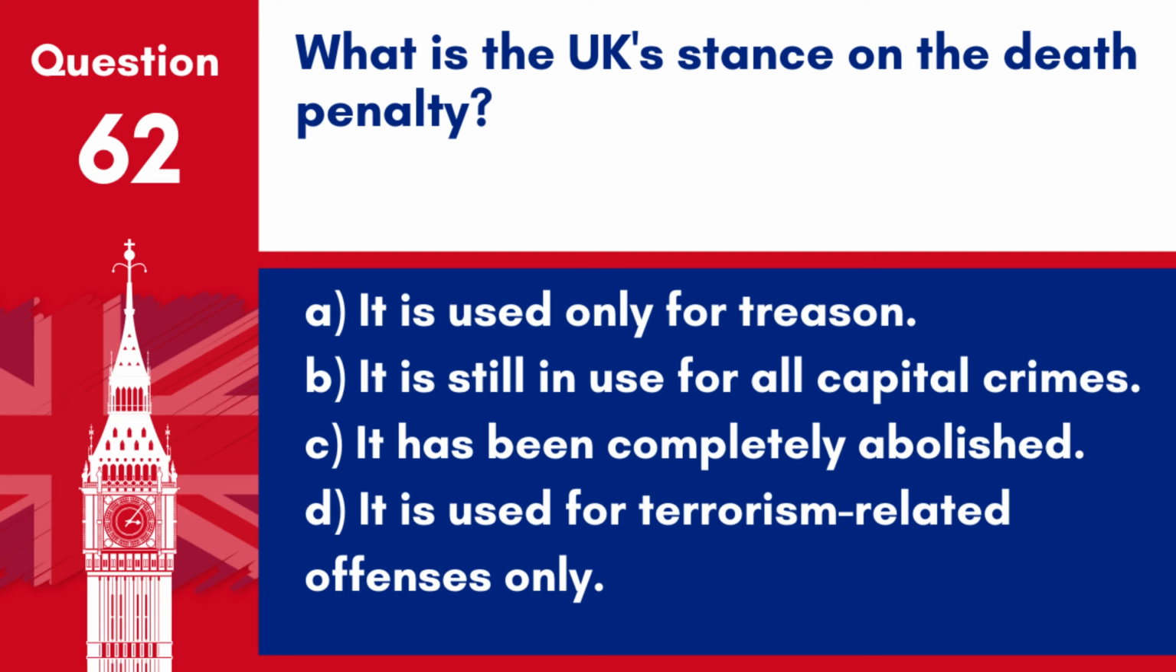Question 62. What is the UK's stance on the death penalty? A. It is used only for treason. B. It is still in use for all capital crimes. C. It has been completely abolished. D. It is used for terrorism-related offences only. Answer: C. It has been completely abolished. The death penalty is abolished for all crimes in the UK.